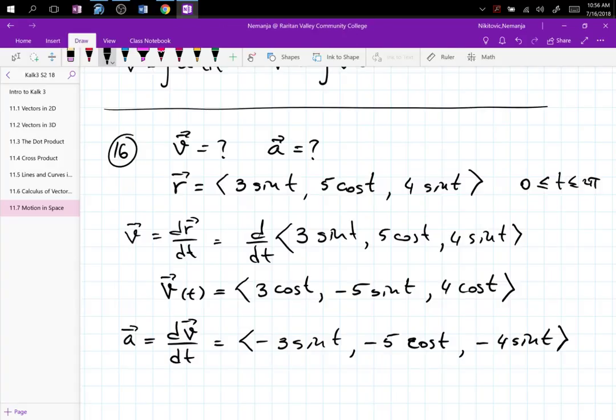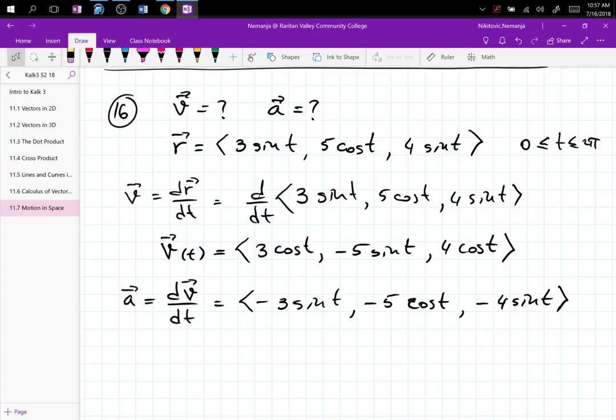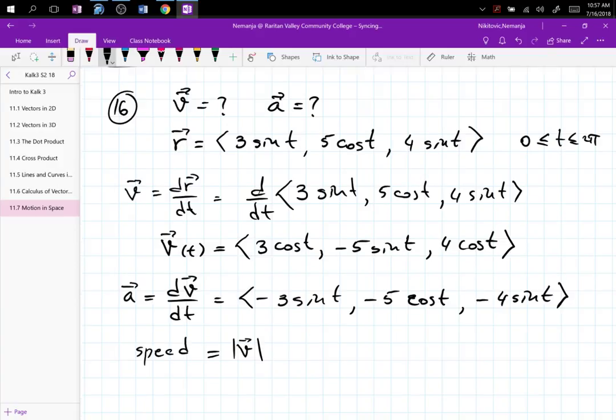Now if you need to figure out where the object is, how fast it's moving, and what its acceleration is, you will have to provide a time. So let's say you provide time at pi over 4 seconds. You will plug that in for each t, and you will compute the location and the velocity and the acceleration. Speed is the absolute value of velocity. They did not ask for that, but I'll just say over here speed equals the absolute value of the velocity vector. So you can find that as well.